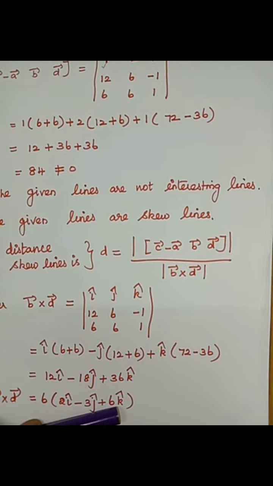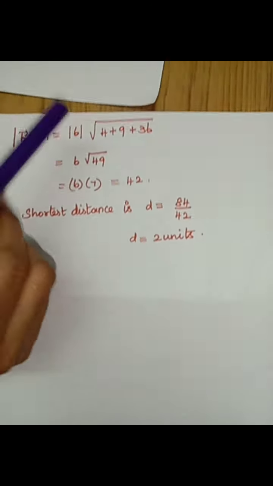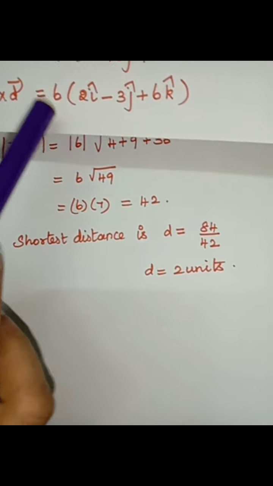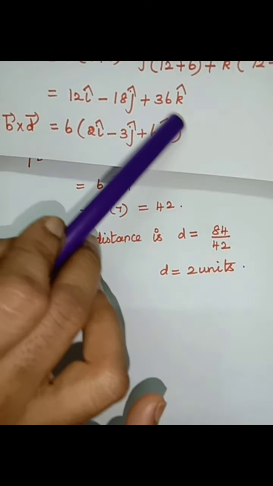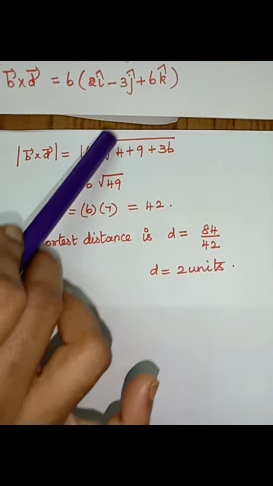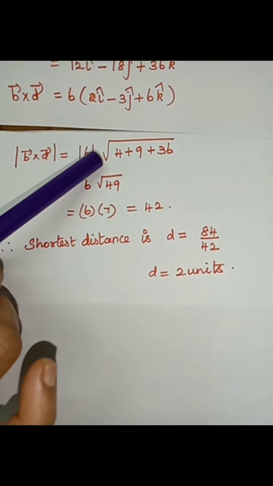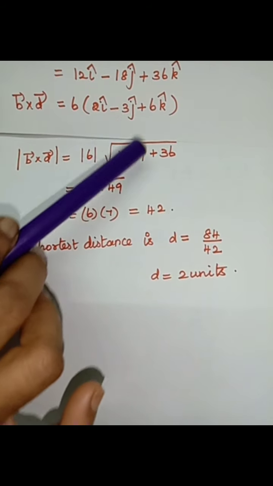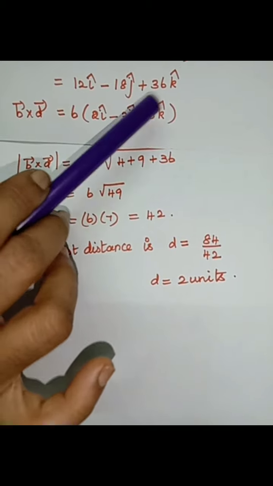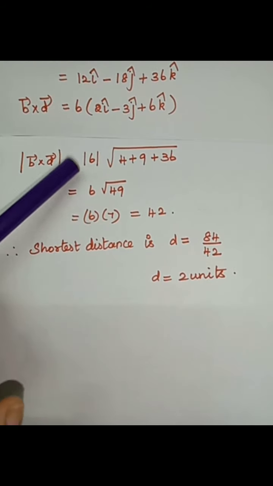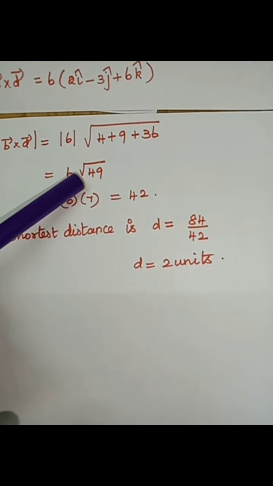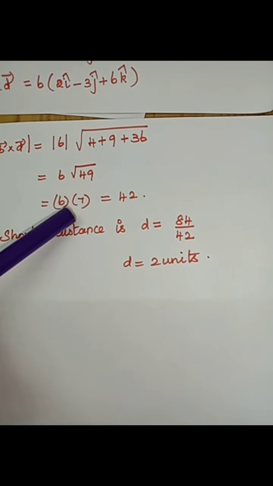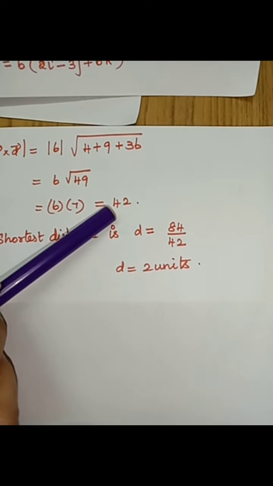Now you are going to find the modulus. Modulus of 6 is a number, and here you have a vector. How to find the modulus of a vector? It is the square root of 2 the whole square plus minus 3 the whole square, which is 9, plus 6 the whole square, which is 36. So modulus of 6 is 6, and while you are evaluating, this answer is square root of 49. So it is 7. So it is equal to 42.